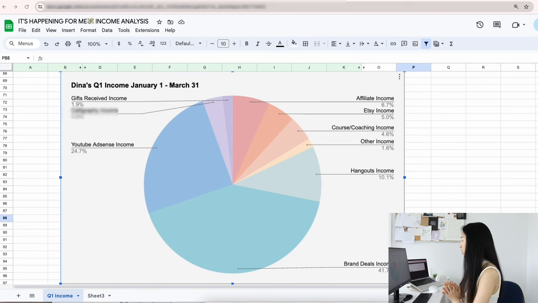This is not really business income. Let's see, it was some from Buy Me a Coffee, like $5 from Buy Me a Coffee, someone donated.